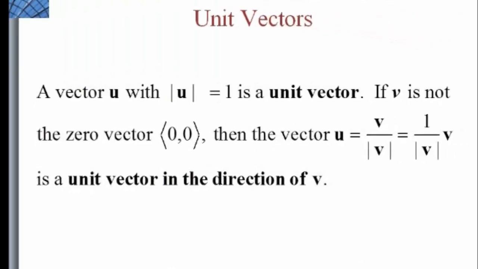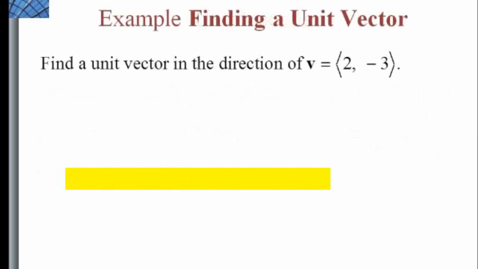Finding unit vectors. A vector u with the magnitude equal to 1 is a unit vector. Assuming v is not the zero vector, then the unit vector u is going to be v divided by the magnitude of v, which equals 1 over the magnitude of v times v. And that's a unit vector in the direction of v. The next slide will put that to use.